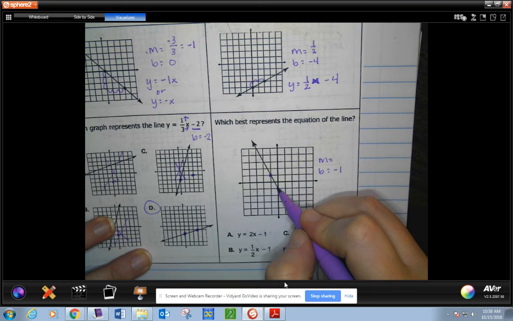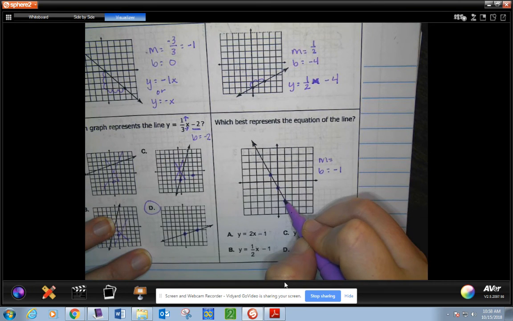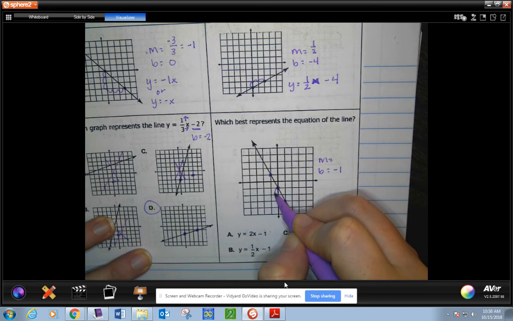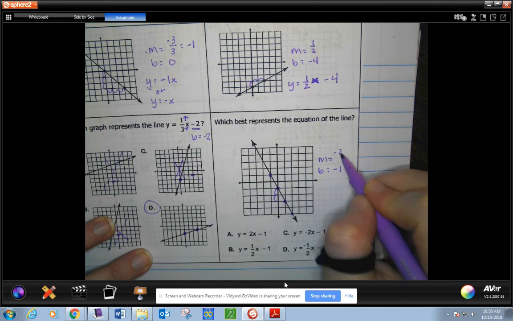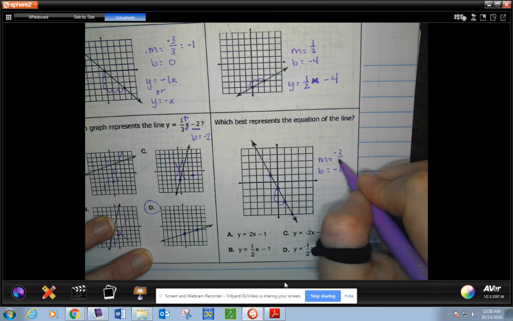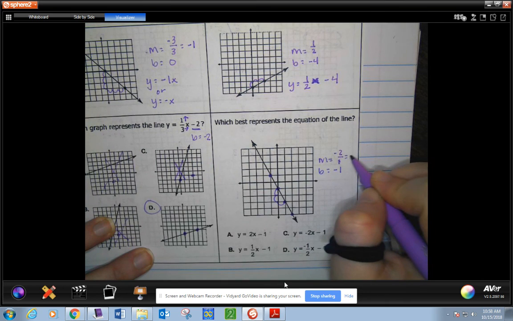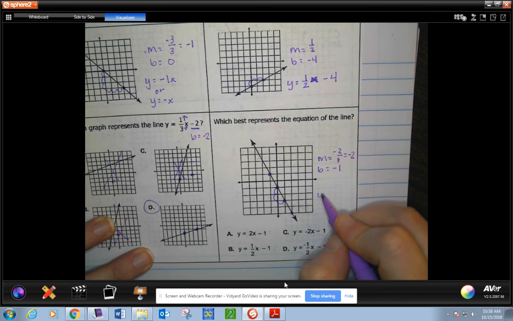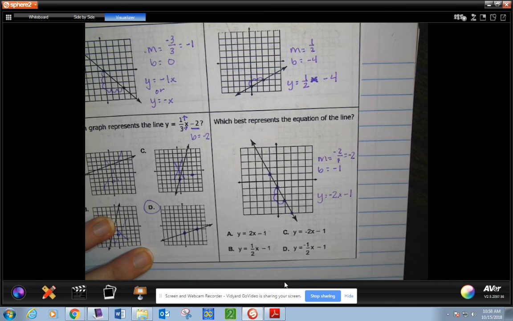But I'm going to stay here at this -1, and I'm going to move to the point right below it. To move right below it, I must go down 2 and right 1. Well, -2 over 1 simplifies to -2. So my equation has to be y equals -2x minus 1. And the only one that matches that is C.